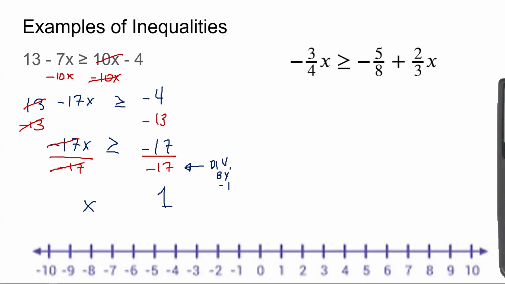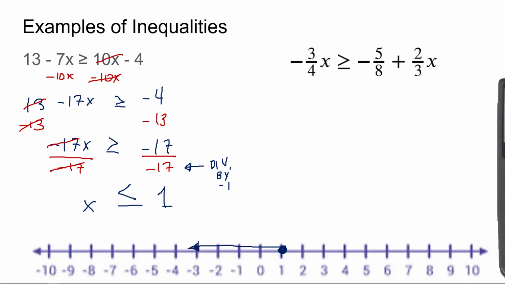So now I've got to flip my sign around to go this way. And I've still got the equals in there. I still want to include the equals. So now I've got the hard number 1 there. 1 works, and everything less than that works. So I'd be looking at that arrow right there.